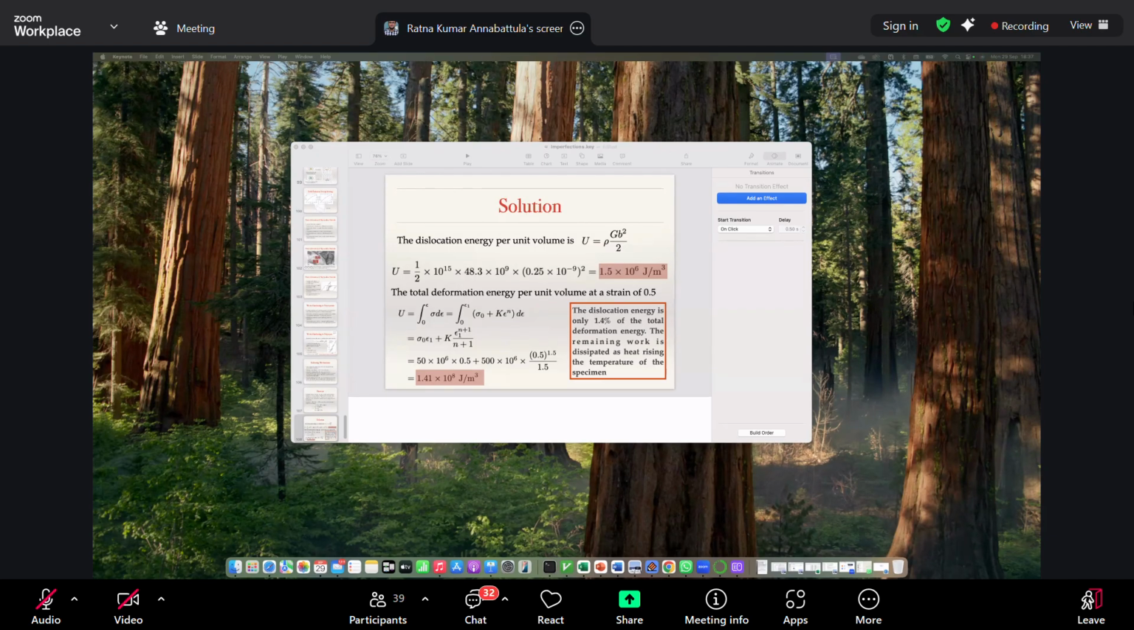And we have seen that when the dislocation moves in a crystal, it can interact with other dislocations if it is a single crystal, or it can also interact with the boundaries of the grains if it is a polycrystalline material, or it can interact with other atoms of the material if it is a solid solution.